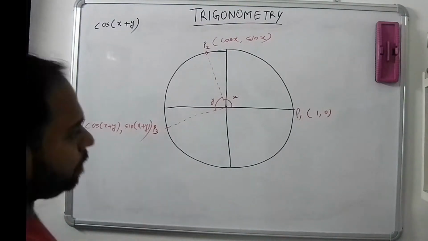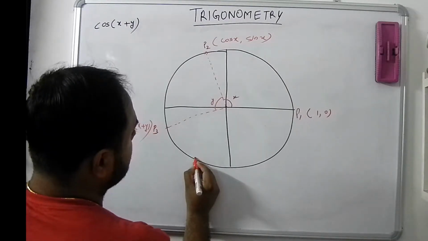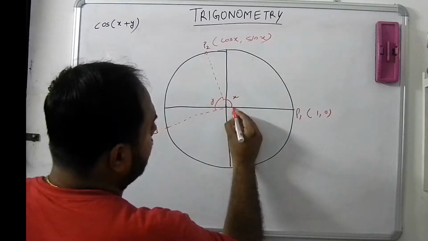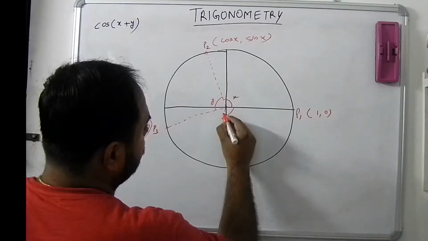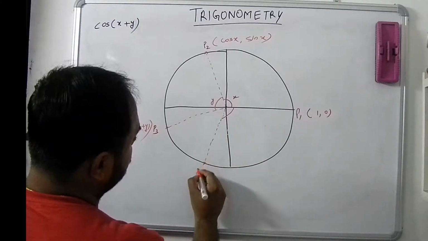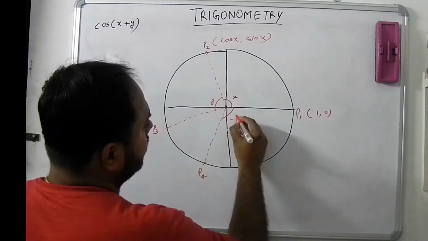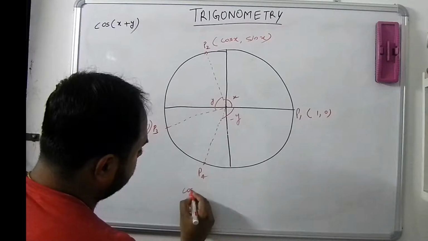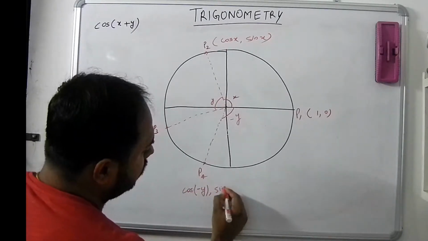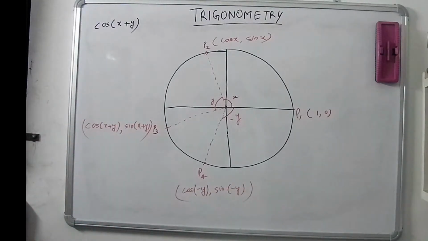Now I'm going to draw another point here, which is almost this much amount, which is y in the negative direction, right? Suppose here, so let's call it P4. So what is this angle? This is minus y. What's the coordinate here? Cos of minus y and sine of minus y, right? So these are the coordinates. Now that the image is there.